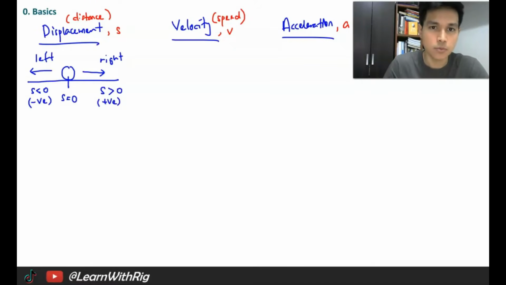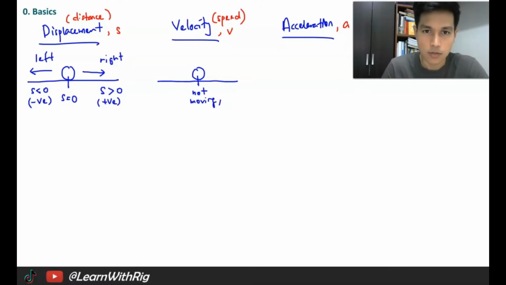So same thing applies to velocity. Let's say you've got a ball here in the middle. This is the starting point. Now, if the ball is not moving, or you can say the ball is stopped, or the ball is stationary, there are so many ways you can say it. If it's not moving, that's when you know velocity is equal to 0, because it's not moving, so therefore there is no speed. So the velocity v is equal to 0.